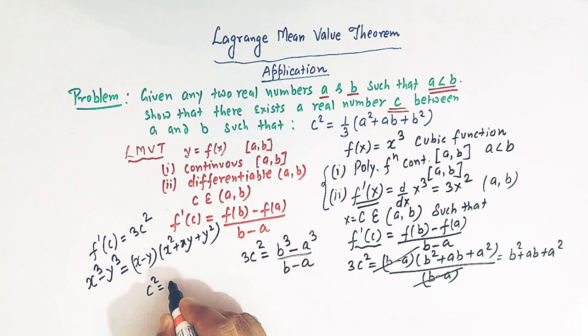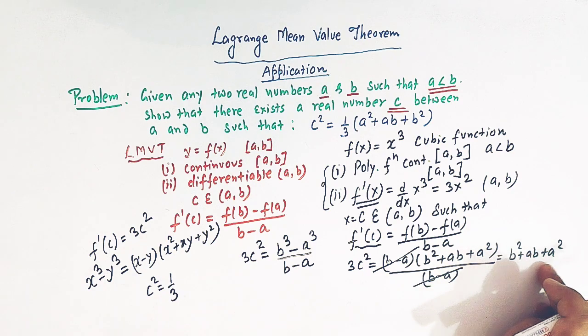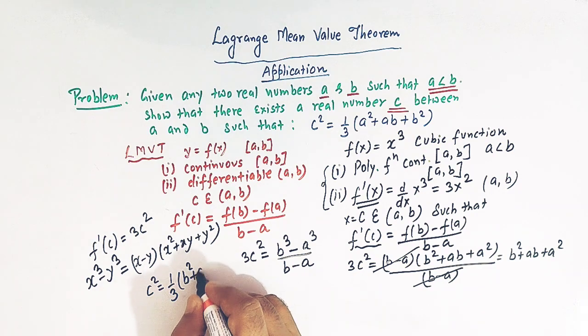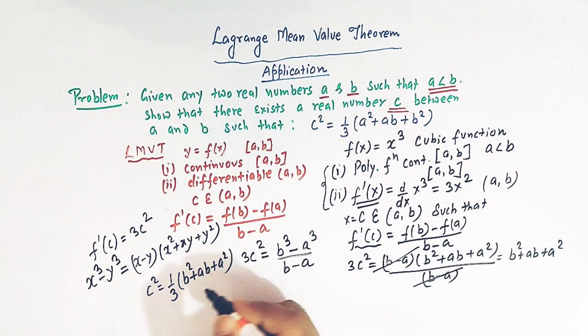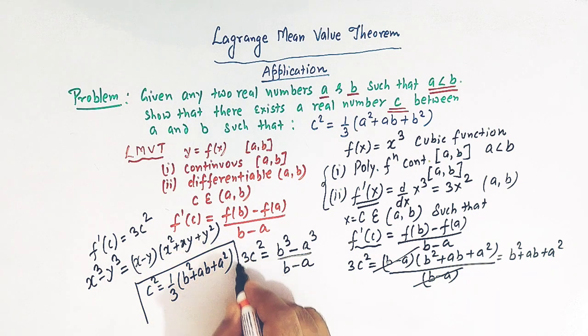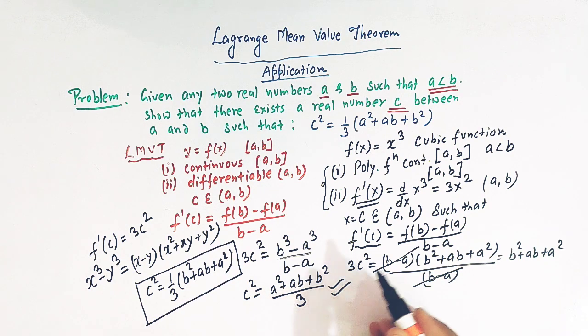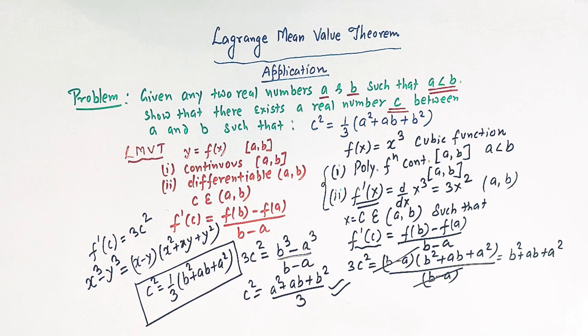So c square can be written as 1 over 3, dividing this term by 3, times b square plus ab plus a square. This is the desired result, which can also be written, interchanging a square and b square, as a square plus ab plus b square divided by 3. So this is the desired result. Viewers, this is how by making use of Lagrange's mean value theorem we can solve these types of problems.